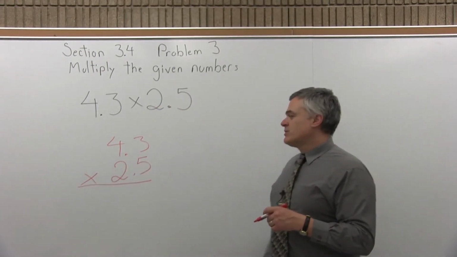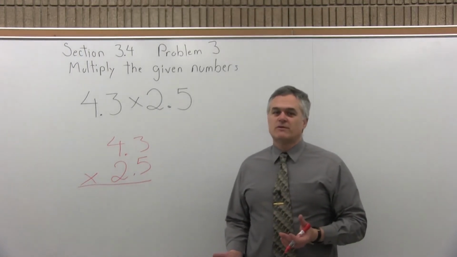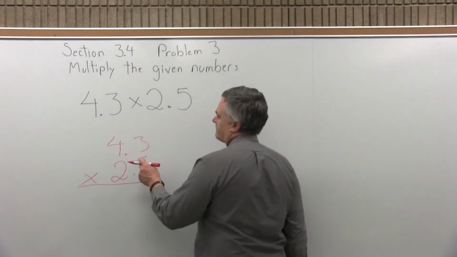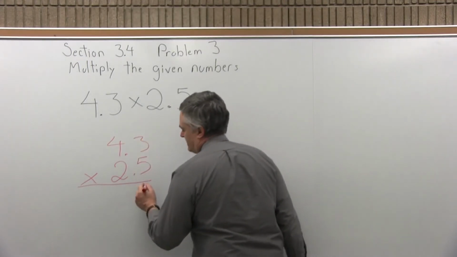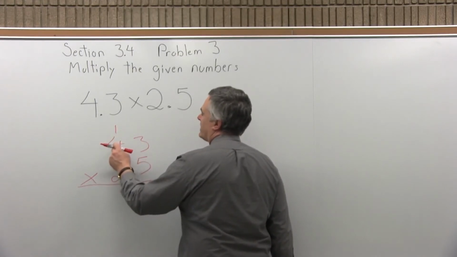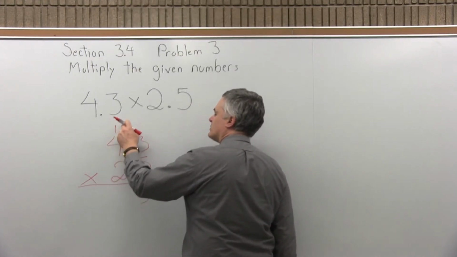So for a problem like this, what you want to do is just pretend it's 43 times 25. At first, just ignore the decimals if they're not even there. So 5 times 3 is 15. Write the 5, carry the 1. 5 times 4 is 20. Add the 1 that you carry. 20 plus 1 more is 21.